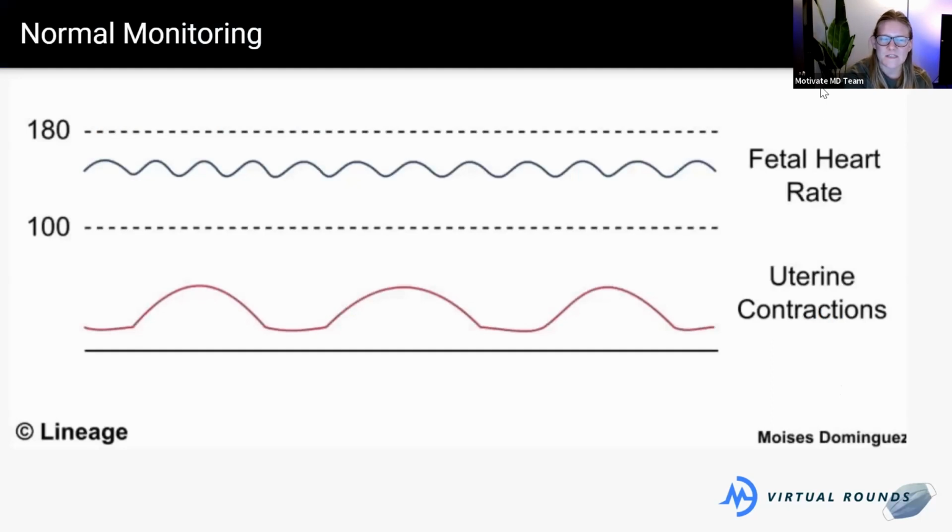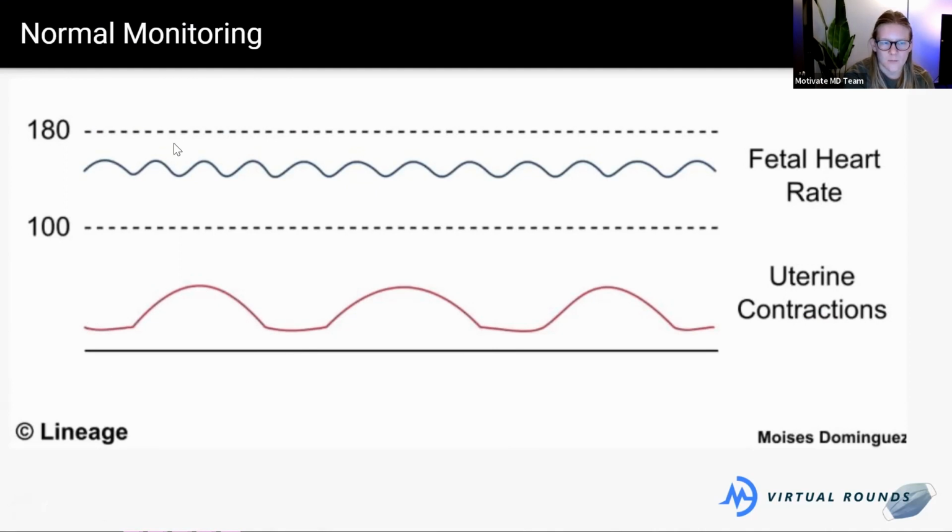Okay, so this is a rough sketch of what a typical fetal heart rate strip would show. We have this bottom line, which is showing the uterine contractions, and each wave going up is a contraction. You can see they're fairly regularly spaced apart with lower activity in between, and that's when the uterus isn't contracting.